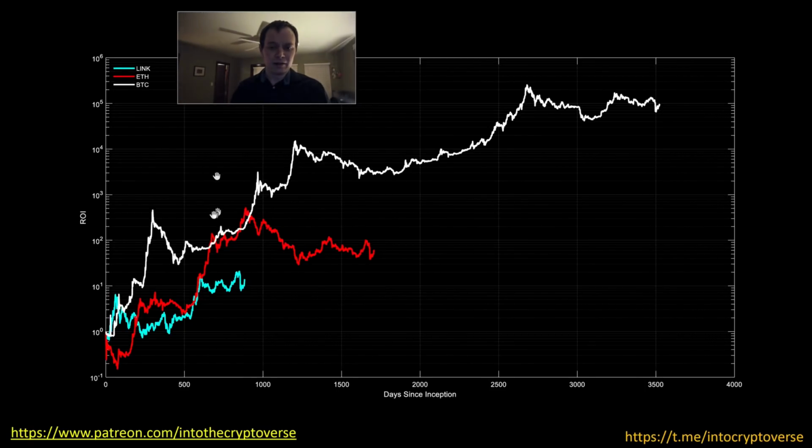And then finally, here is the return on investment since inception of Bitcoin. So you can imagine, Bitcoin's ROI is obviously completely dwarfing Link's. With Link, it's currently at around a 10x. I mean, Bitcoin's been around a lot longer, but Link's around a 10x. Bitcoin is currently around 10 to the 5. So if you're not sure what that means, it's 100,000x.